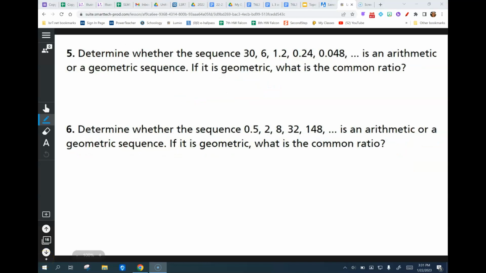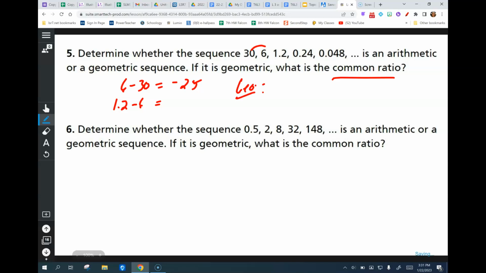These next ones are just to make sure you understand what we're doing. Determine whether this sequence is arithmetic or geometric. If it is geometric, what is the common ratio? So only if it's geometric. So here we go. What do I do to 30 to get to 6? Well, I subtract. So I take 6 minus 30. I get negative 25. You can look very quickly that 1.2 minus 6 is not going to give you negative 25. So it has to be geometric if it's anything.